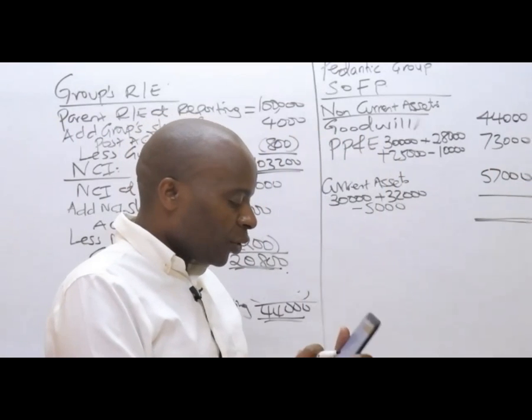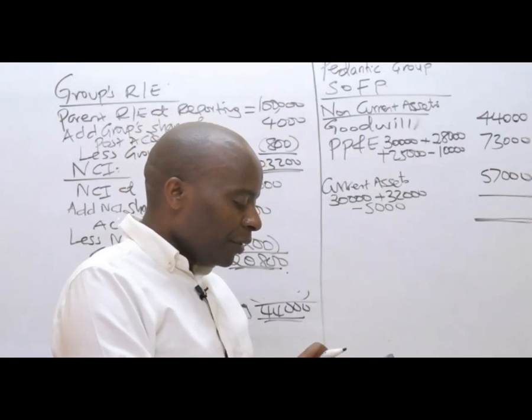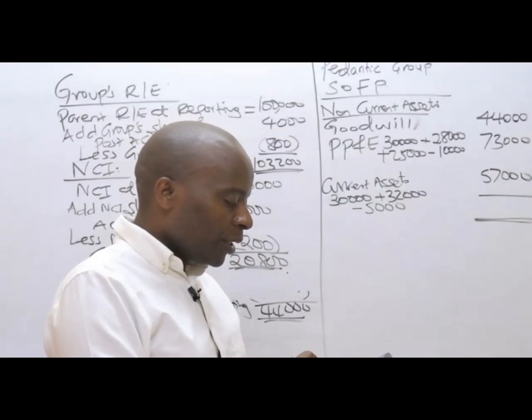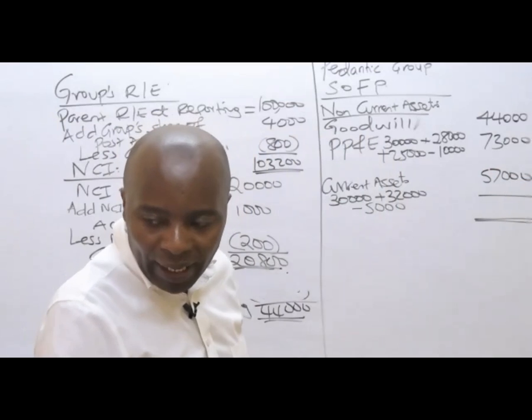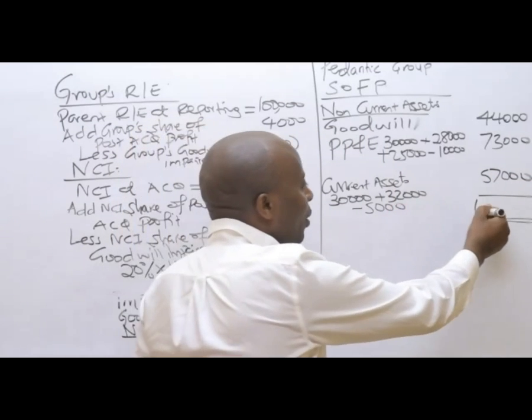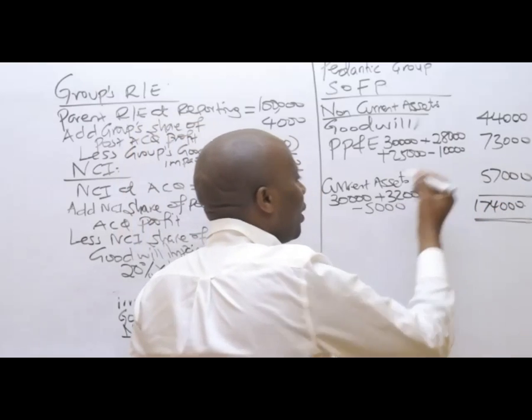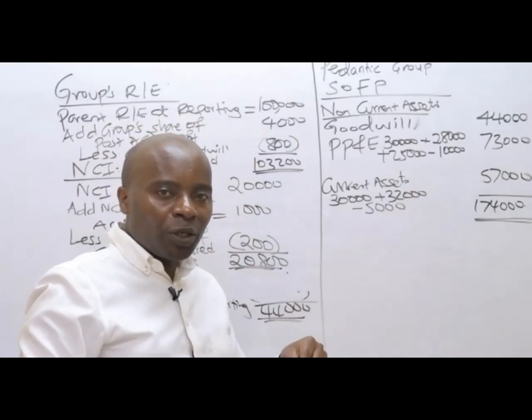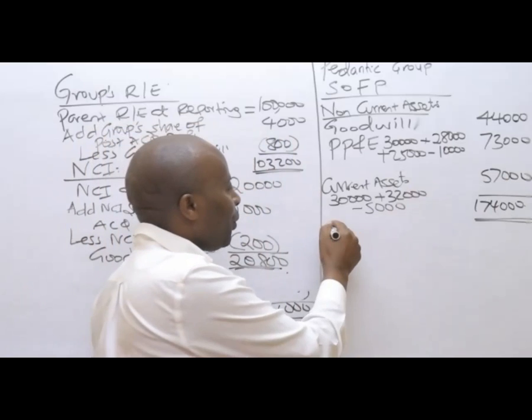So we have plus 73,000 plus 44,000. What do we have? We have 174,000. So here we have 174,000. So from there, we look at how these assets have been financed. Equity versus what here? Liabilities. So we begin with equity.